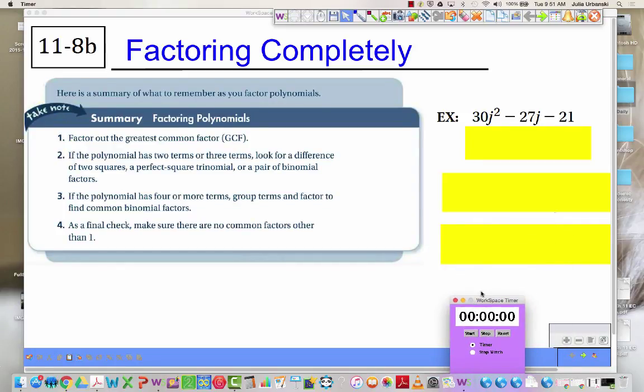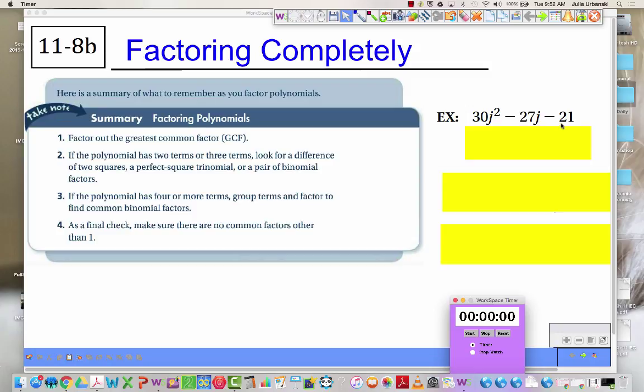11-HB, factoring completely. That means you use all the different types of factoring methods that you know. So look at the example here, please, up to the right of your steps. Step number 1 is to always look for a GCF. If you don't find a greatest common factor first, then that will make your answer wrong.